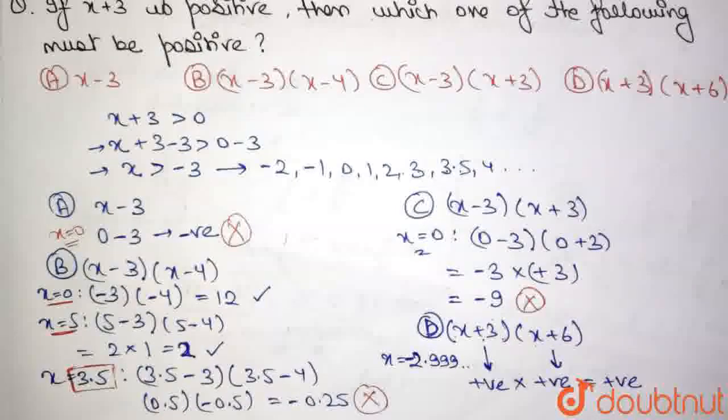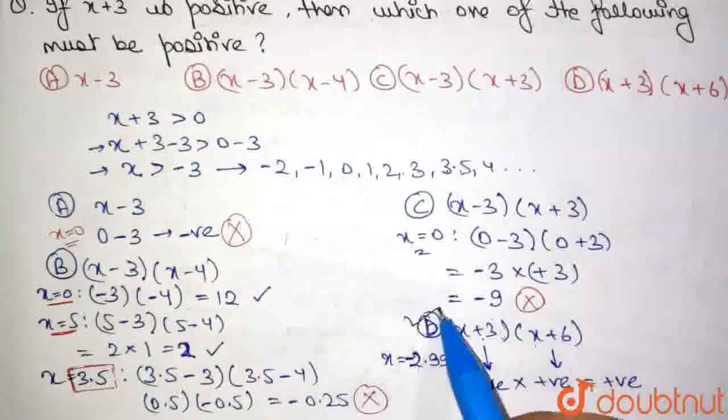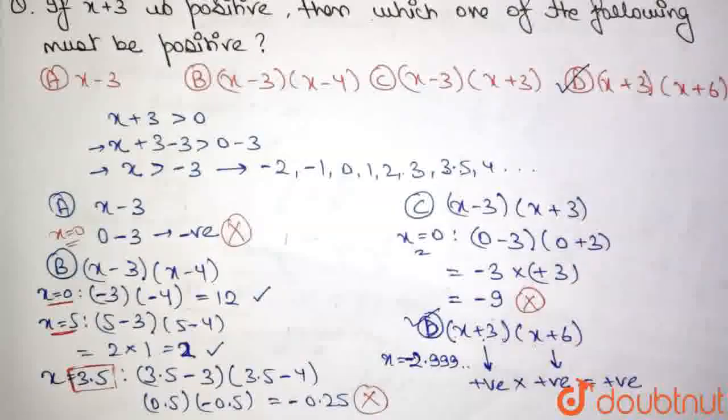So I'm going to say that since options A, B and C have failed, and we have also checked that option D has passed, the correct answer for this particular question is option D, which is positive into positive, which is x plus 3 into x plus 6. So if x plus 3 is positive, then x plus 3 into x plus 6 definitely has to be positive.